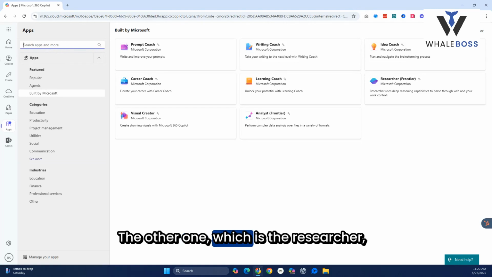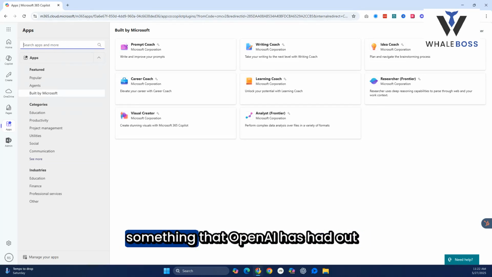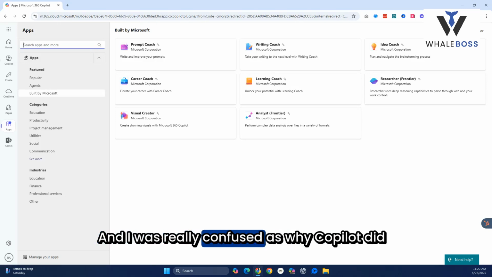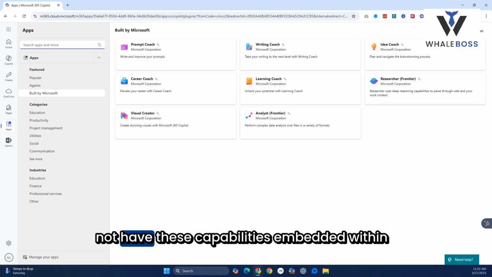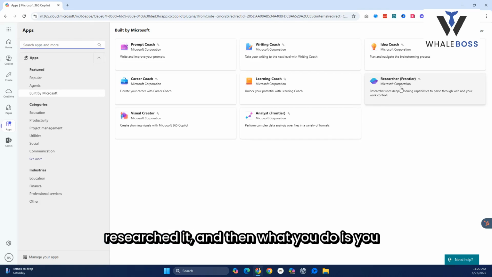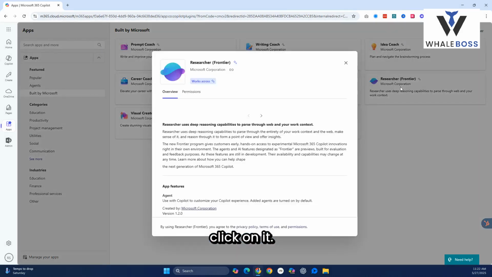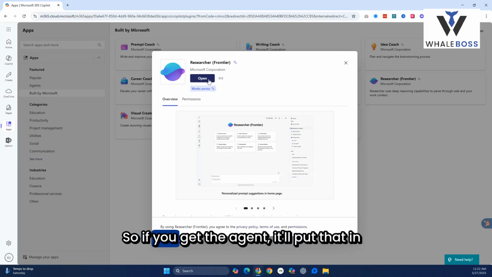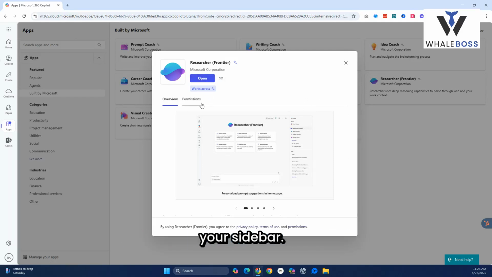The other one, which is the researcher, that's more like deep research, which is something that OpenAI has had out effectively since February. And I was really confused as to why Copilot did not have these capabilities embedded within there or at the forefront. So what I did is I basically found those, researched it, and then what you do is you click on it. And once you click on it, I already said Get Agent. So if you get the agent, it'll put that in your sidebar, okay?